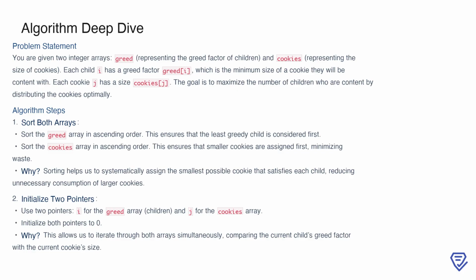After sorting, we use 2 pointers, one for the greed array and one for the cookies array. These pointers start at the beginning of their respective arrays, allowing us to iterate through both simultaneously to compare the greed factor of the current child with the size of the current cookie. This setup forms the foundation of our approach to solving the problem efficiently.